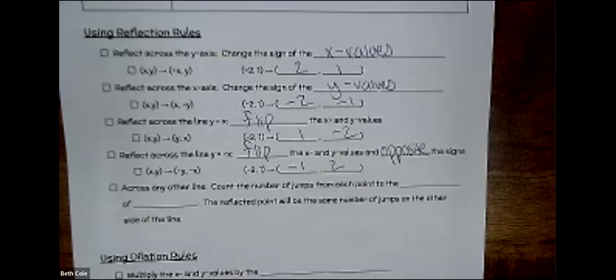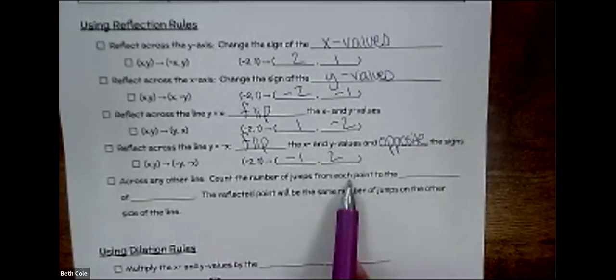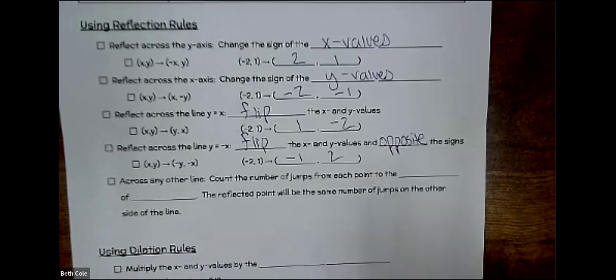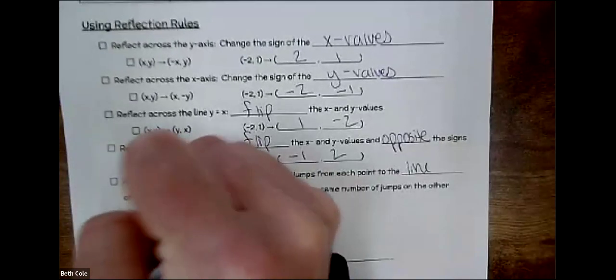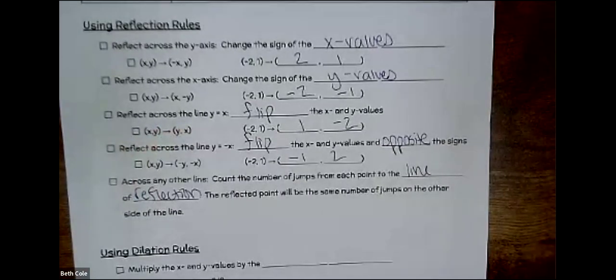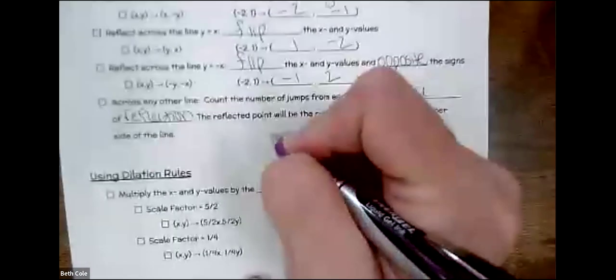Now, if you go across any other line, there's not really a rule. You're just going to count the number of jumps from each point to the line of reflection. So, for example, if you had a different kind of line, you would just count how far away you are and then just go that far away on the other side. Before I have you do your classwork, I'll show you an example of one. Actually, I can even just show you right here.